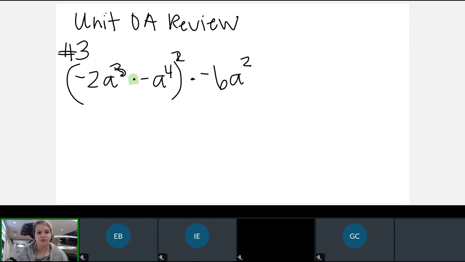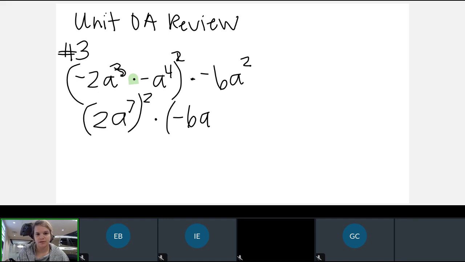So -2 times -1 would be +2. A to the third times a to the fourth. So when we multiply exponents, we're actually adding them. So this would be a to the 7th. And all of that would be squared times -6a squared. So that's your first step.